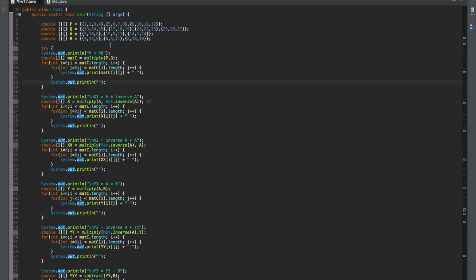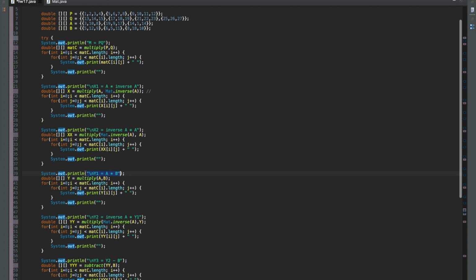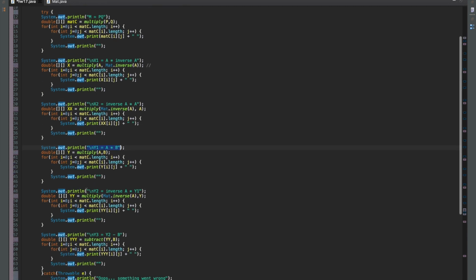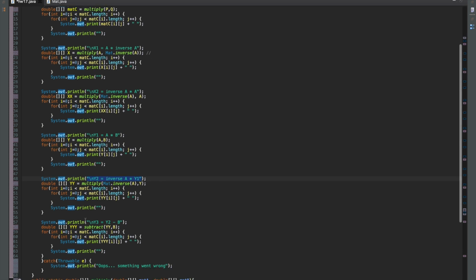Today I'm going to show you how to solve some equations. They are m is equal to p times q, x1 is equal to a times the inverse of a, x2 is equal to inverse of a times a, y1 is equal to a times b, y2 is equal to the inverse of a times y1, and finally y3 is equal to y2 minus b.